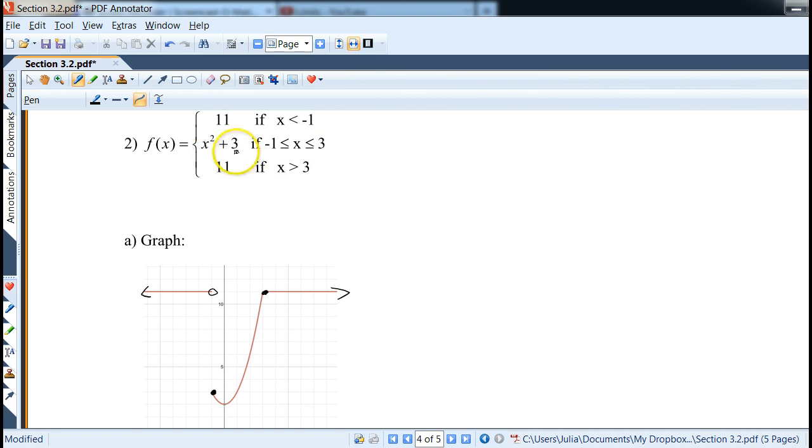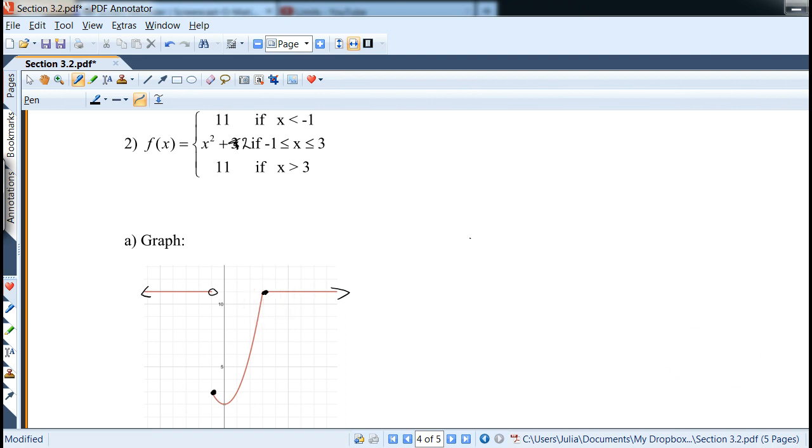oh, wait a second, 3 squared plus 3 is something, I think it's supposed to be 2. I might have made a typo here. Okay, yes, that is supposed to be 2. Let me fix this. Sorry about that. So I'm going to put this 2. Otherwise, it's not going to make sense. Occasionally, there are little typos that do not make sense. So it is 2. Otherwise, they would not match. And of course, it would not be continuous.